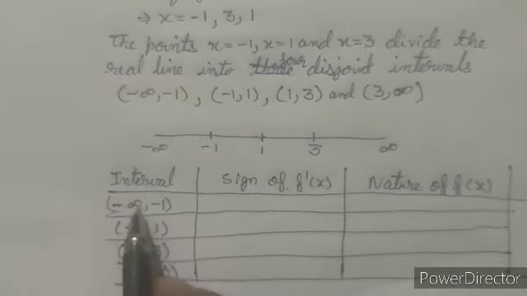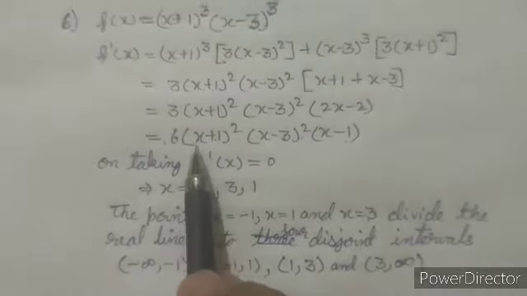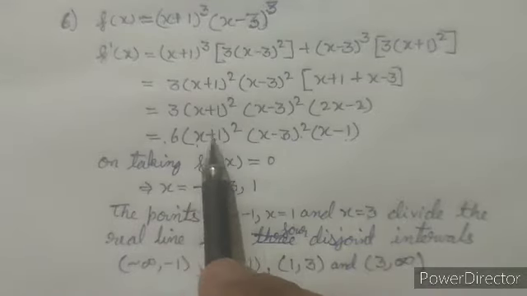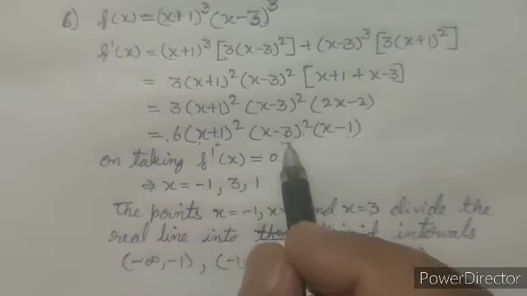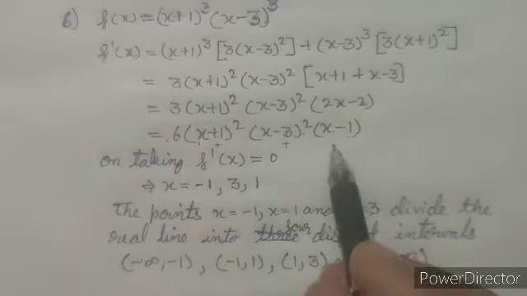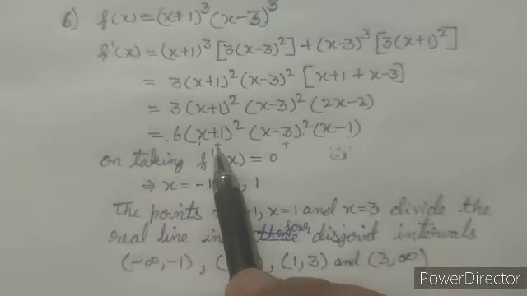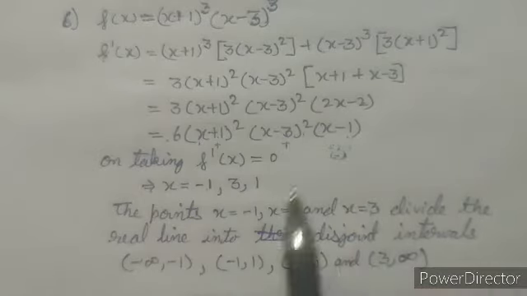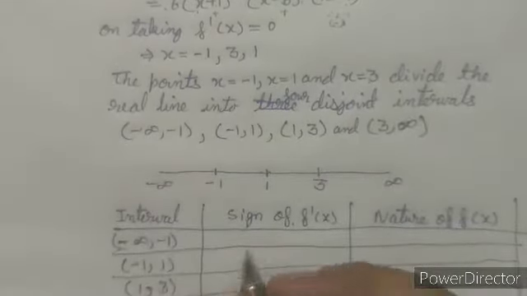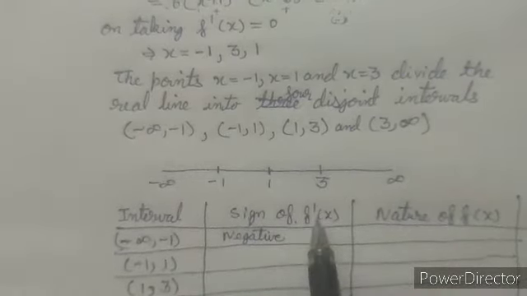Now from minus infinity to minus 1, we can take any point. Suppose I am taking minus 2. On putting minus 2 in the value of f dash x, we will get (x plus 1) square as positive, (x minus 3) square as positive, because the square of every real number will be positive. Now here we have taken minus 2, so minus 2 minus 1 will be equal to minus 3. That means we are getting it as negative. Now positive into negative will be equal to negative. That means the sign of f dash x is negative in this interval.